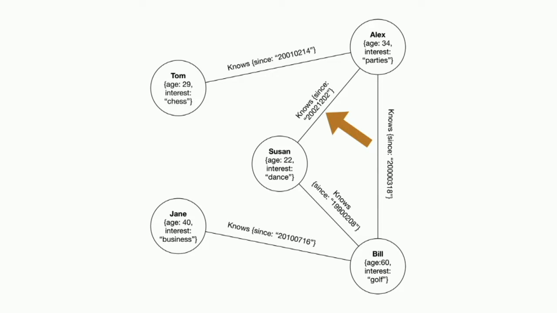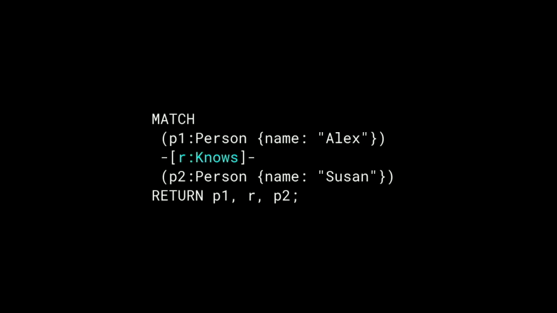So Alex is connected to Susan by a relationship link with a label of knows. That link also has a property called since. We could write a query that includes a relationship by using square brackets. Notice that we assign the variable r to the relationship link. We also use the label knows to specify the type of link we're interested in. The label could have been something else, such as worked with or hired by.